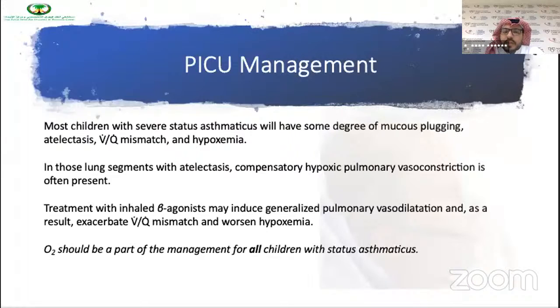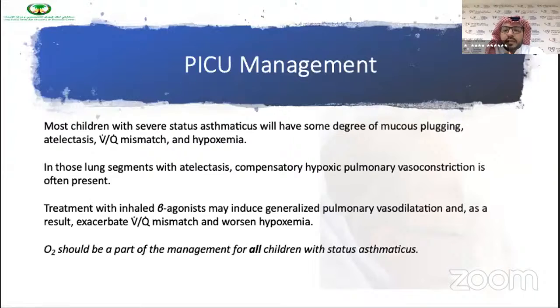Most children with status asthmaticus will have some degree of mucus plugging, atelectasis, VQ mismatch, and hypoxemia. In those lung segments with atelectasis, there will be a compensatory hypoxic pulmonary vasoconstriction. Treatment with inhaled beta agonist may induce generalized pulmonary vasodilatation. As a result of that, it might exacerbate the VQ mismatch and worsen the hypoxemia. So when you initially treat patients with status asthmaticus and you see the patient clinically improving but their oxygen requirement went up, just keep in mind that it could actually be a sign of improvement rather than worsening.